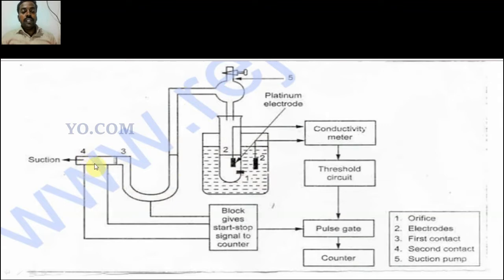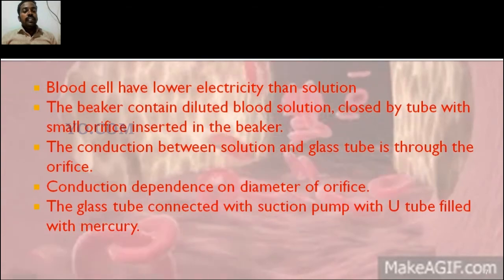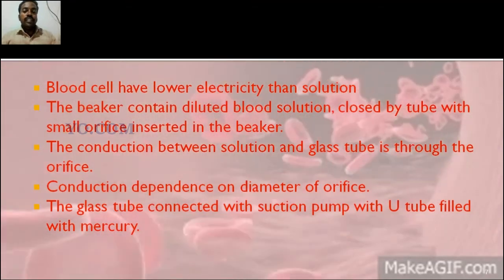When it reaches the second contact, automatically the pulse gate is switched off. When it reaches the first contact, at that time the pulse gate is switched on. So this block gives a start and stop signal to the counter through the pulse gate. Whenever the pulse gate is switched on, the counter counts the pulses. At other times the counter receives no pulses. This is the process. This way we calculate the blood cells. See, there is some theory. Initially the blood cell has lower electrical conductivity than the solution.